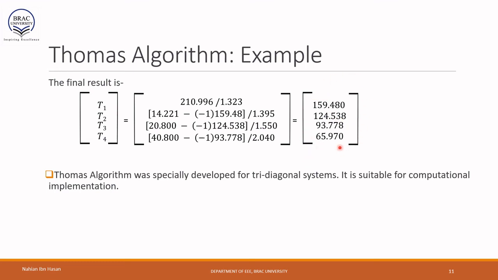So the Thomas algorithm was specially developed for tri-diagonal systems. It is suitable for computational implementation. That's the main purpose of using the Thomas algorithm. You do not need to use Gaussian elimination, Gauss-Jordan or Gauss-Seidel methods. Those are a big loss of time and effort, because most of the elements of a tri-diagonal system are zeros, as we have already said. With zero elements, you do not need to calculate the pivoting or pivot equations.